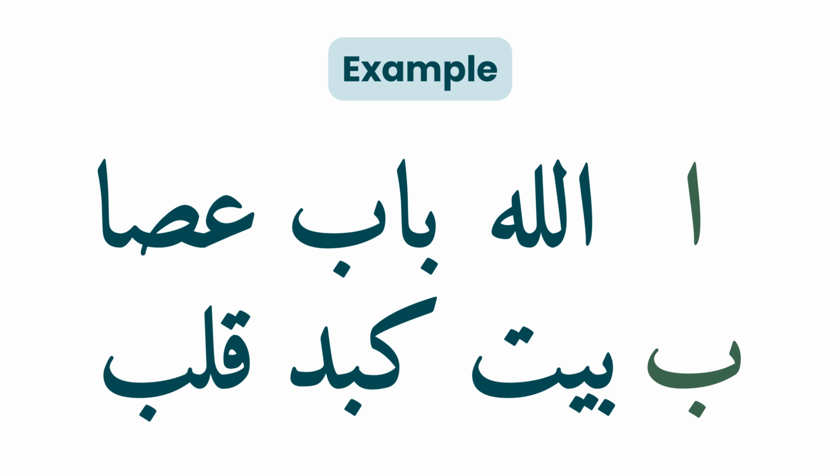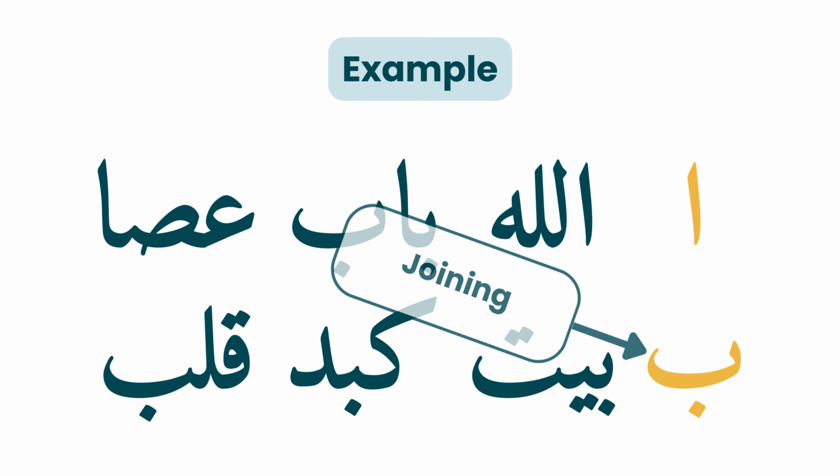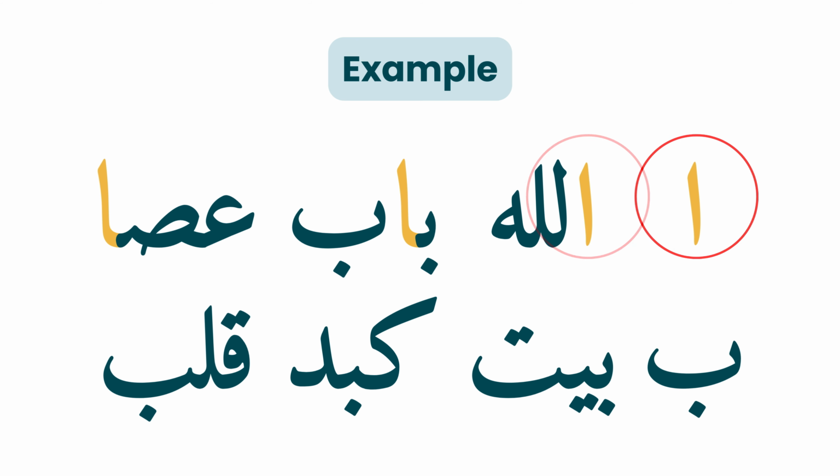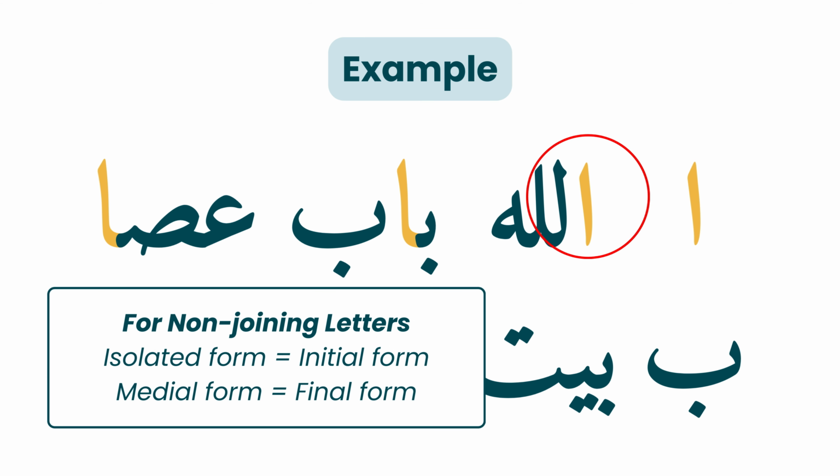For example, here on the right side we can see Alif and Ba in their isolated forms. Ba is a joining letter, Alif is a non-joining letter. Look carefully. Alif isolated and Alif initial are both of the same form, because Alif is a non-joining letter. Alif can only join to the right side.